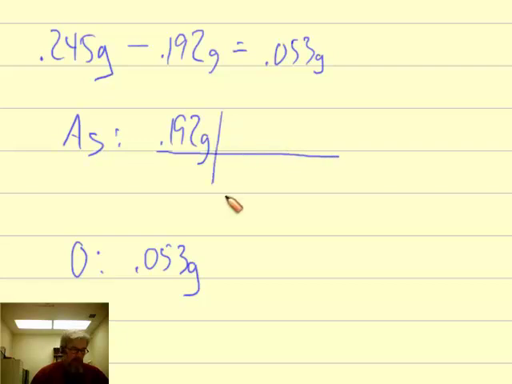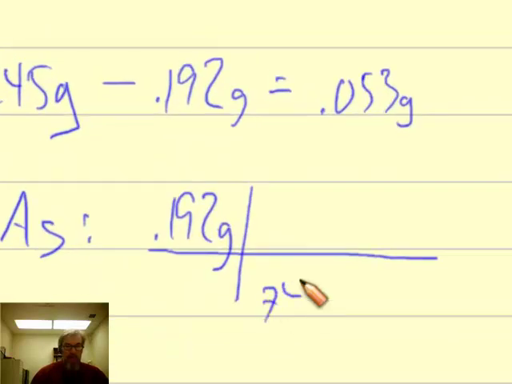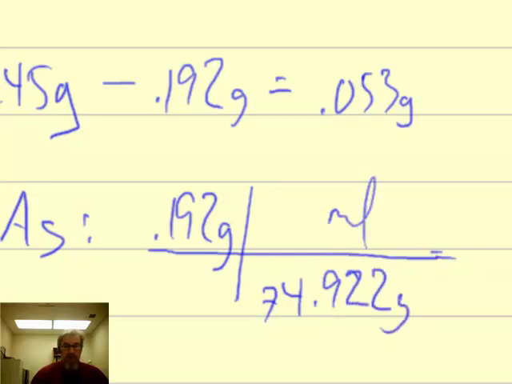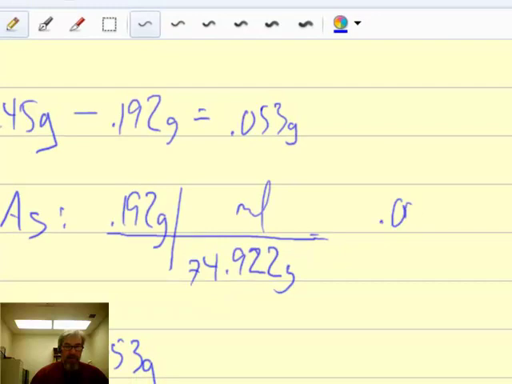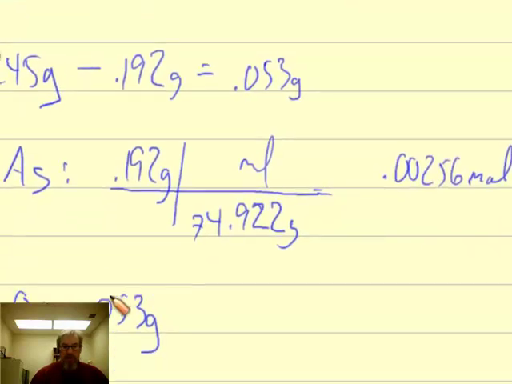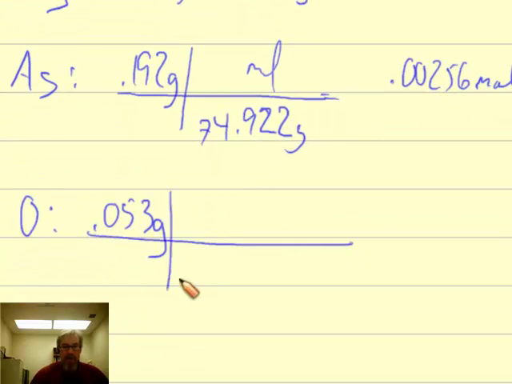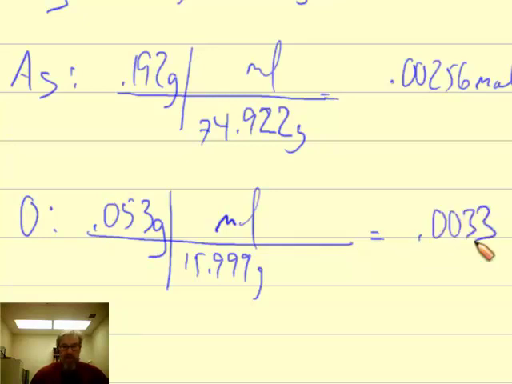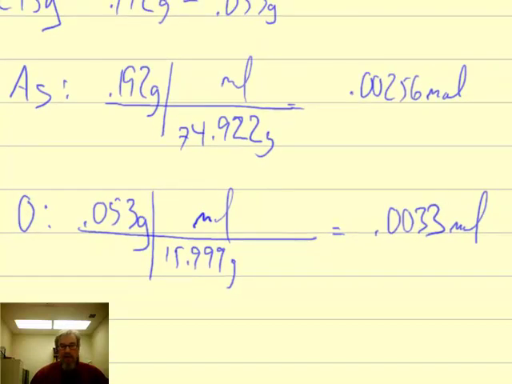The molar mass of arsenic is 74.922 grams per mole. When I do this arithmetic, I find that I have 0.00256 moles of arsenic in my sample. I'll do the same calculation for oxygen. Oxygen is 15.999 grams per mole. When I divide 0.053 by 15.999, I get 0.0033 moles of oxygen.